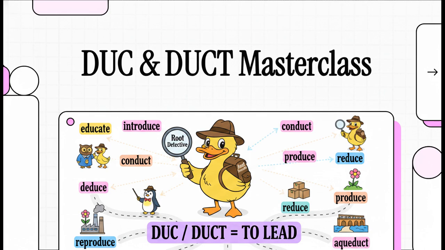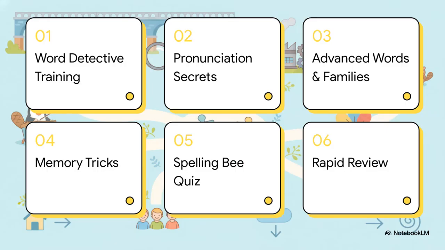Let's get into it. Okay, let's take a quick look at Detective Duke's training itinerary. We're going to run through 6 exact steps today: word detective training, pronunciation and spelling secrets, advanced words and families, some unforgettable memory tricks, an interactive spelling bee quiz, and finally a rapid review and final challenge. This whole roadmap is designed to give you a massive competitive edge, so let's jump right in.